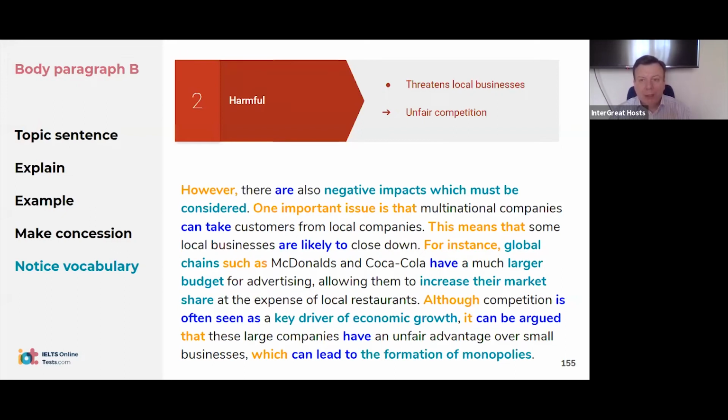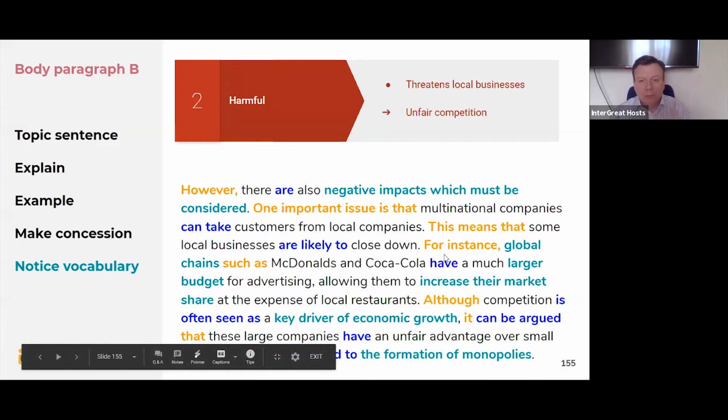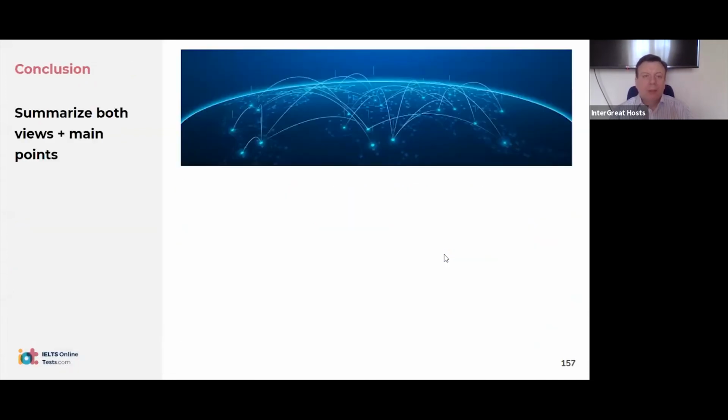So "would" and "passion", you're going to use it as a modal of possibility. However, this has happened in many countries. Okay, so we're going to summarize both views and have a look at our main points.